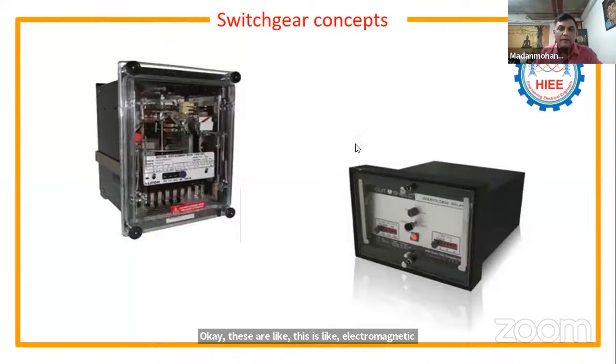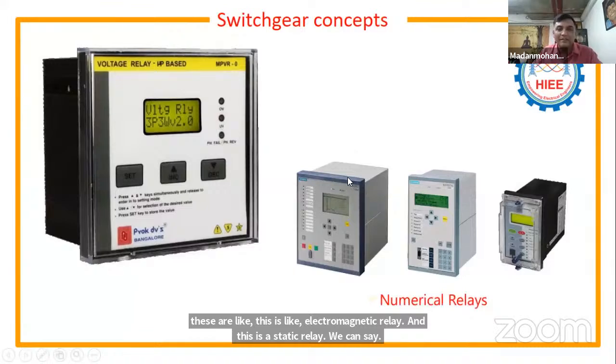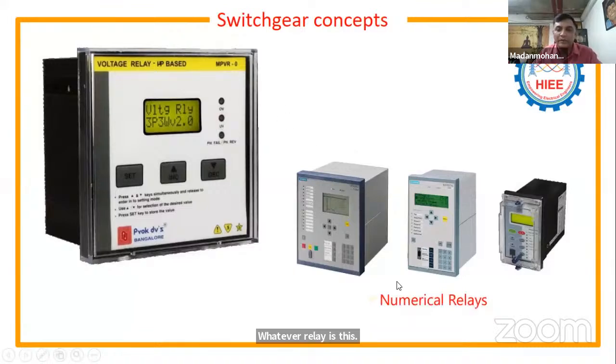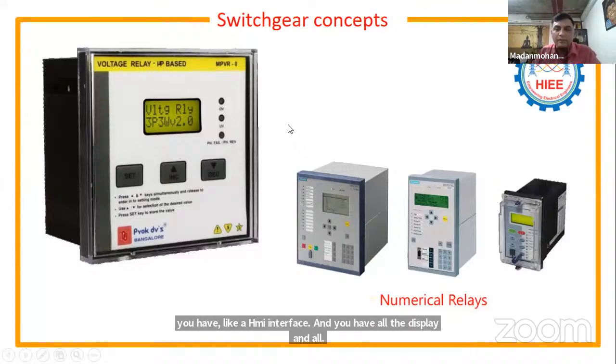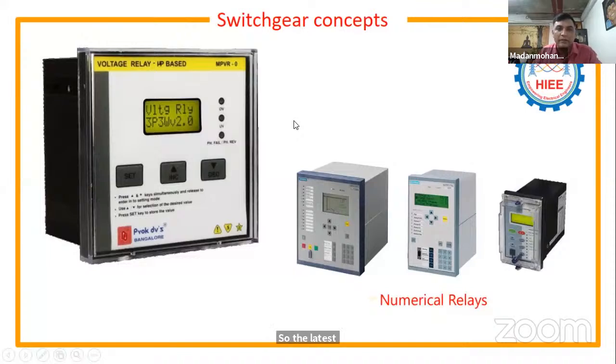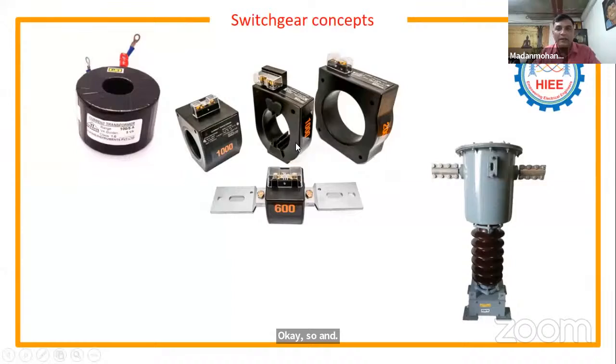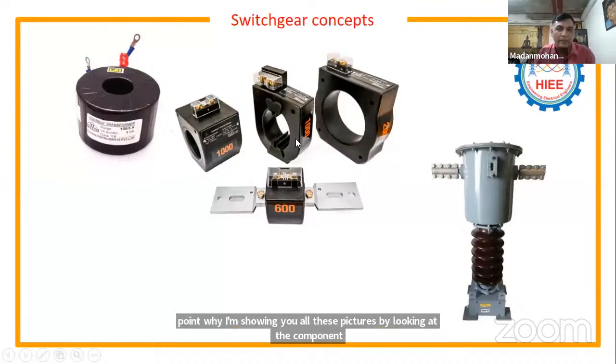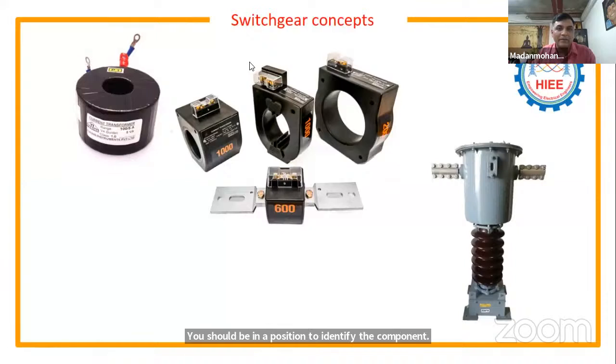And what type of relay is this? We can call these relays numerical relays. As already mentioned, you have an HMI interface and all the digital display. The latest relays we are using in electrical systems are these relays. And the next equipment I want to show you, because the point of showing you all these pictures is that by looking at the component, you should be in a position to identify it. That is very important. Can anybody tell me what these components are?